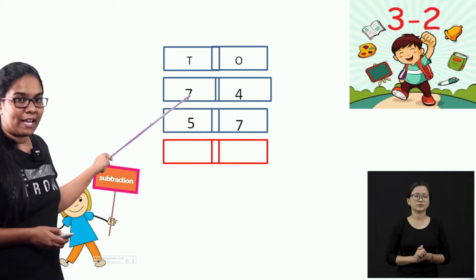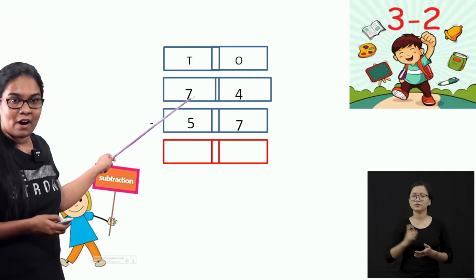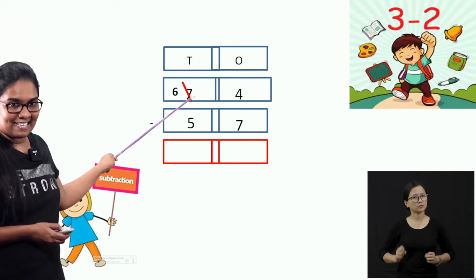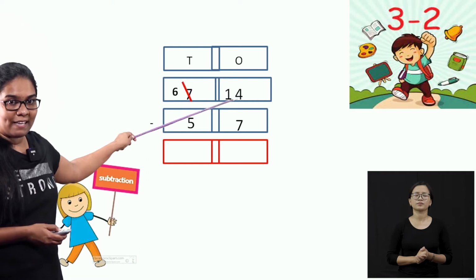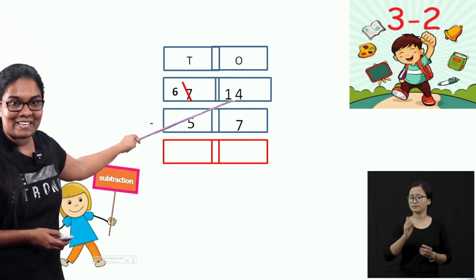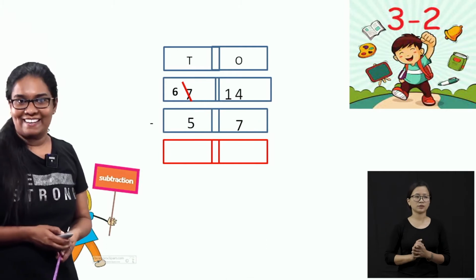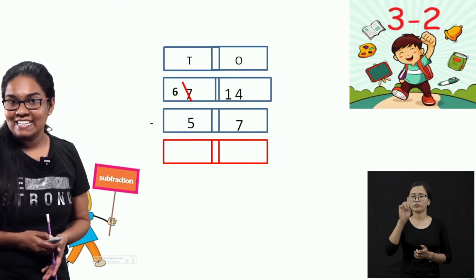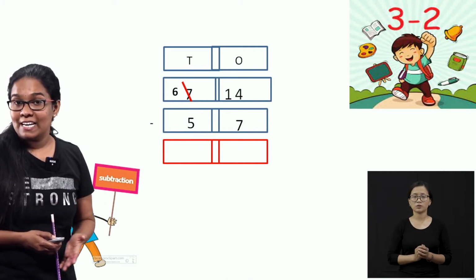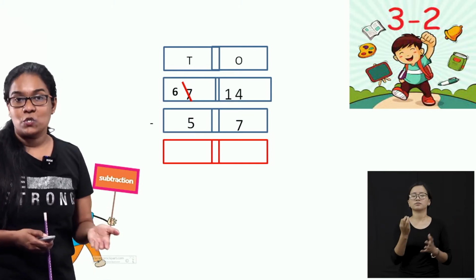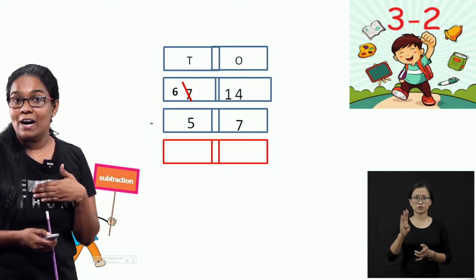When we borrow a 1 from this 7, what happened? Yes, the 7 became 6 and the 4 became 14. Okay? Now we can subtract 7 from 14, right? How can we subtract? Yes, first, which is the bigger number, 7 or 14?